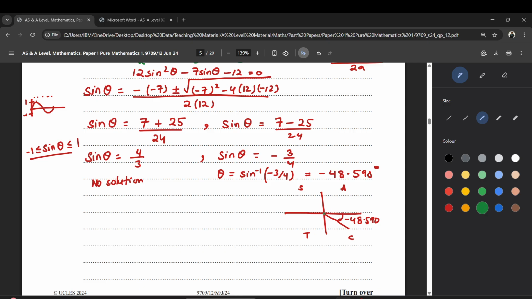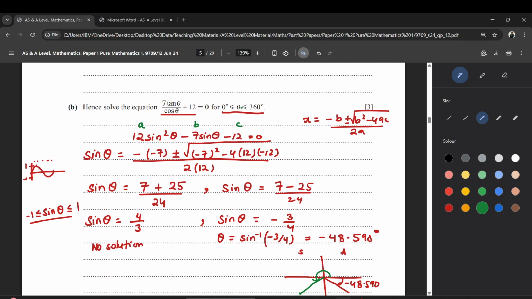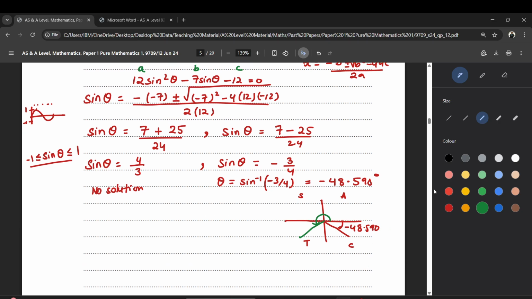So one of my results is going to be this one. I cannot use this result, which is minus 48.590. Why? Because the range is between 0 and 360, and this value, a negative angle, is going out of the range. Okay, so first of all, let me write the range over here. Theta is between 360 degrees and 0 degrees. Okay, so this will be my first solution.